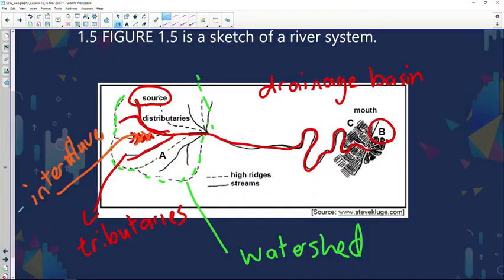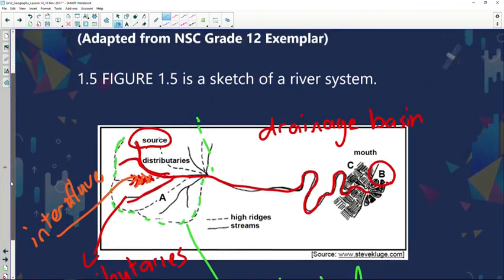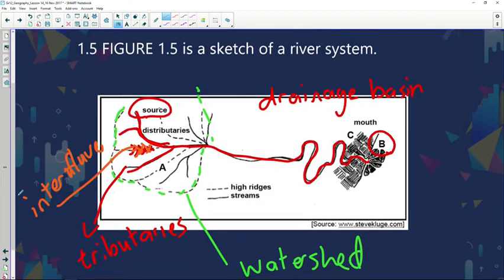Welcome back after the break, and let's quickly continue looking at question 1.5, figure 1.5, in the sketch of a river system. Now, I've added some information over here without looking at the question first. As you can see, the river starts from its source all the way to the mouth. And this area over there looks like a delta.